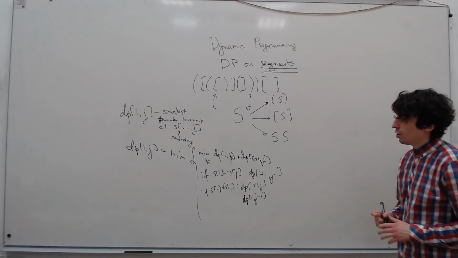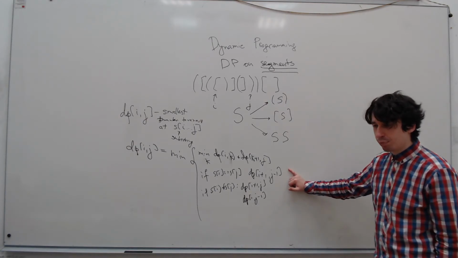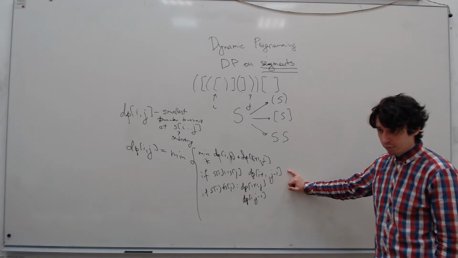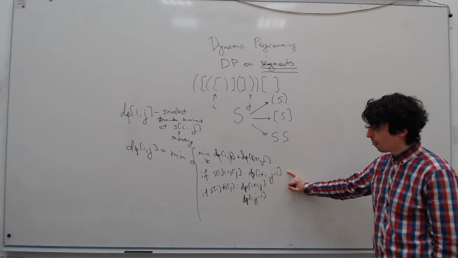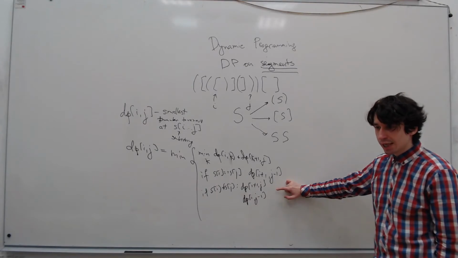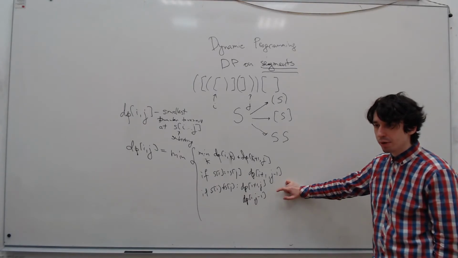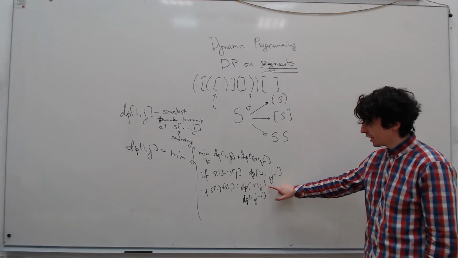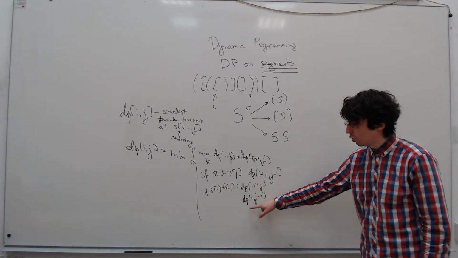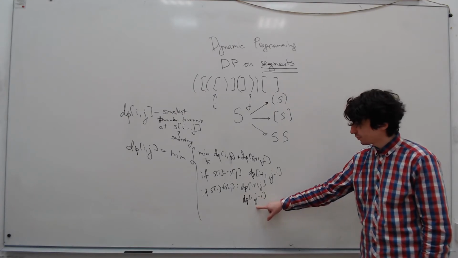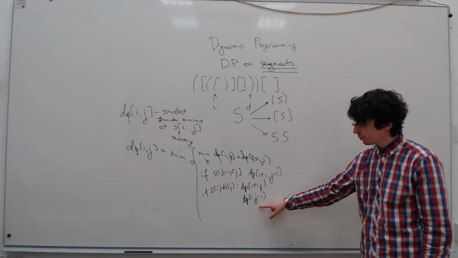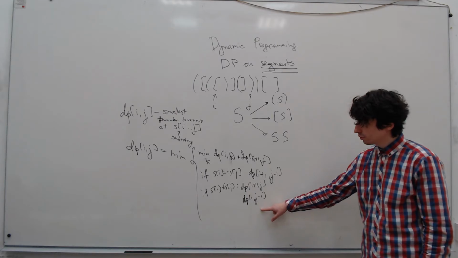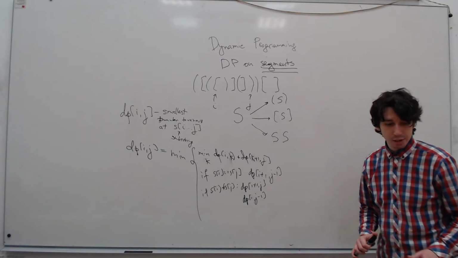So either both brackets are fine, then we are done, or they're not the same and one of them should be removed from the substring. So it is either we remove the left one or we remove the right one. That's it.